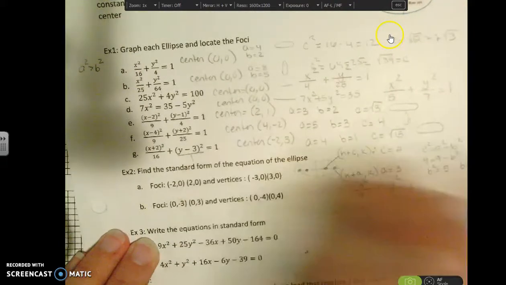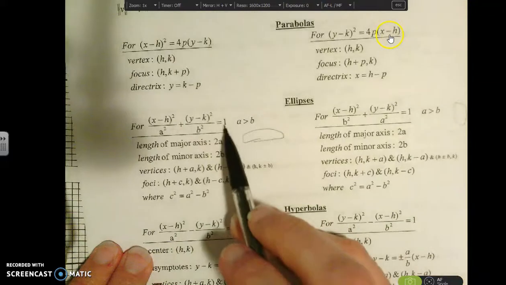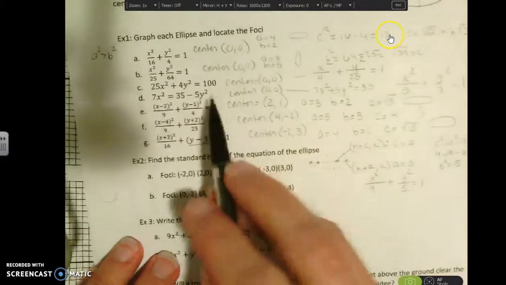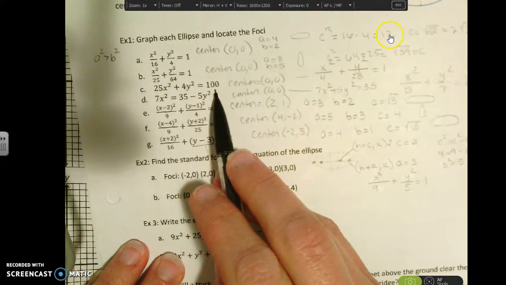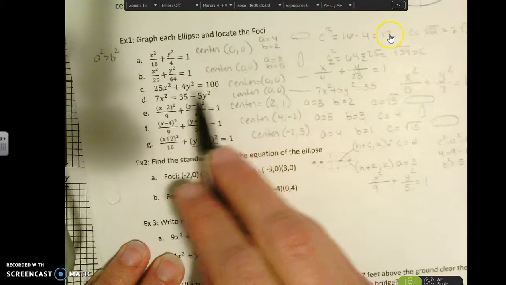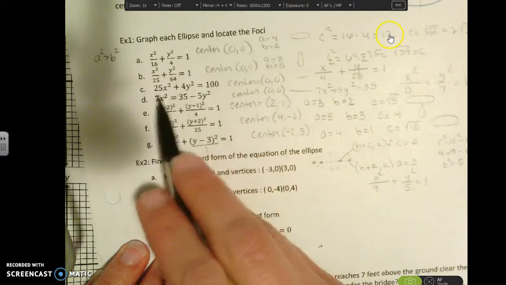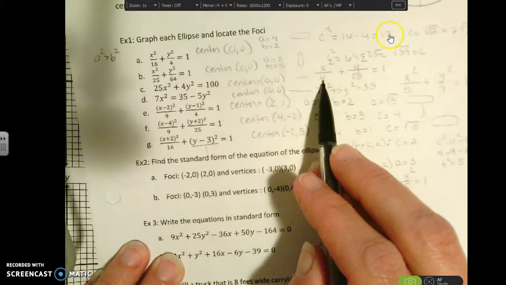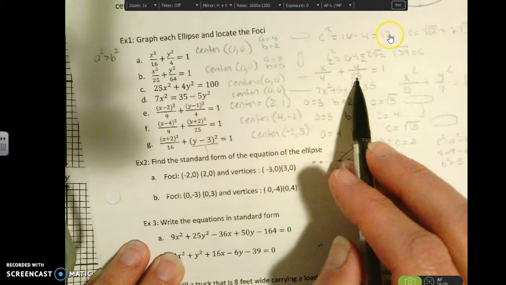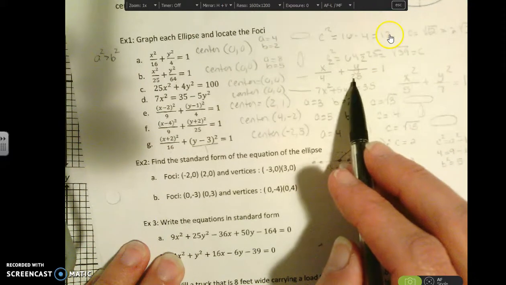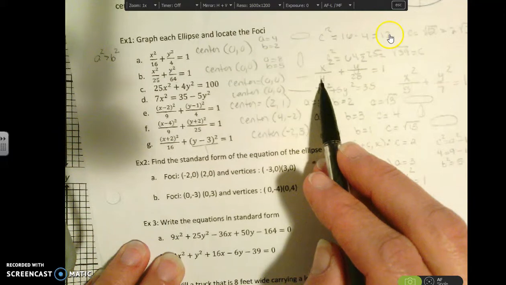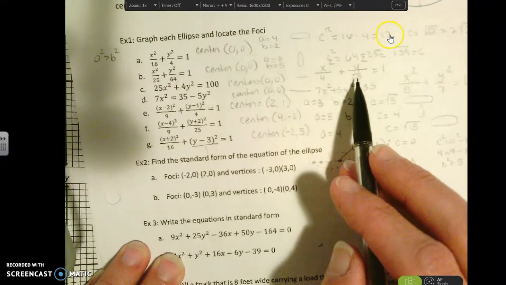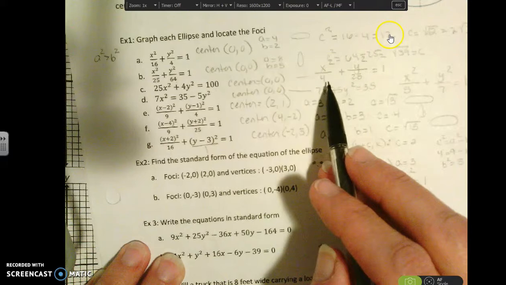Okay, so ellipses, if you notice our formulas back here, ellipses always have to be set equal to 1, right? So on these two examples that we have here, our values are not equal to 1. So we have to do a little bit of math. On this one, we're going to divide everything by 100. So 25 with 100 in the denominator is going to be x squared over 4, and this one's going to be y squared over 25 is equal to 1. So now A is 5, B is 2, center is 0, 0, and C would be the square root of 21.